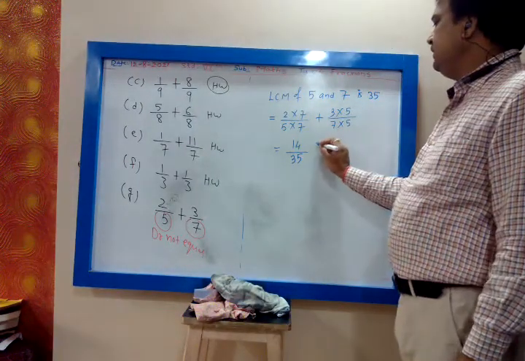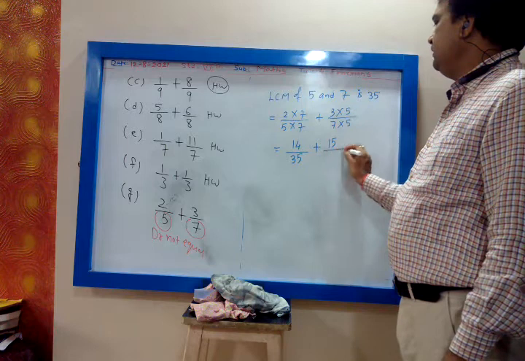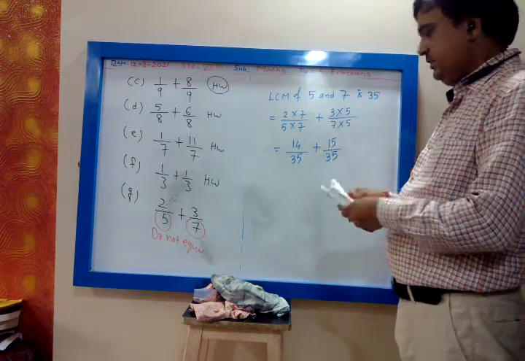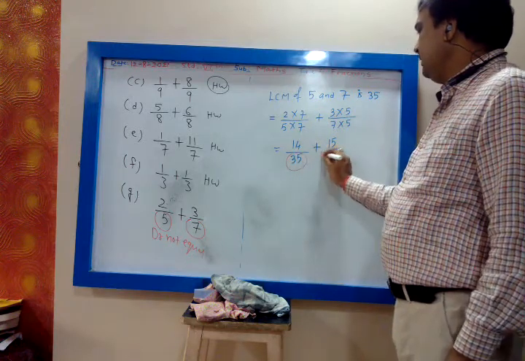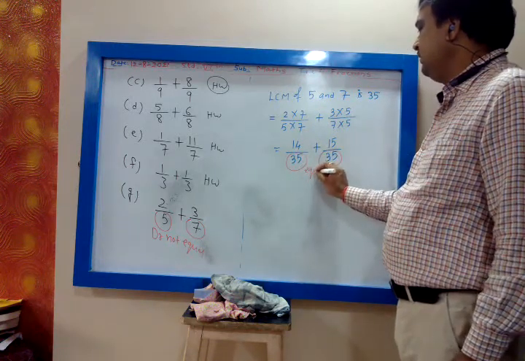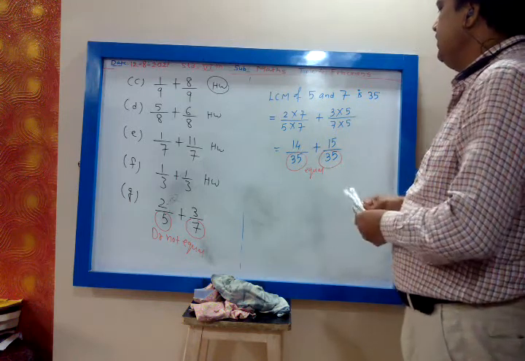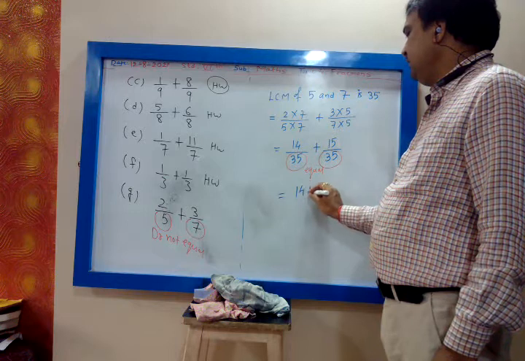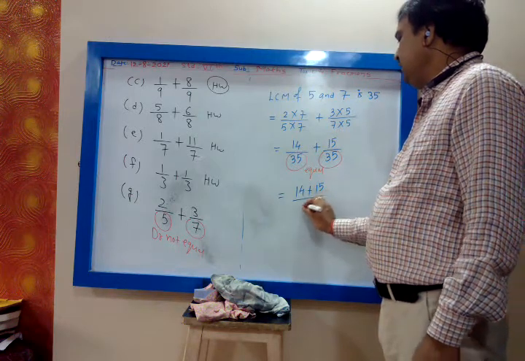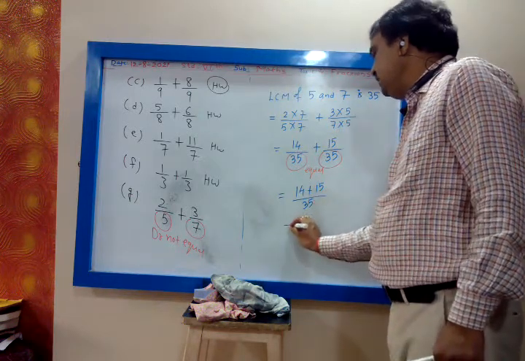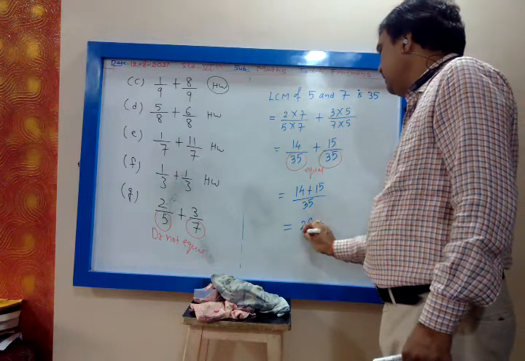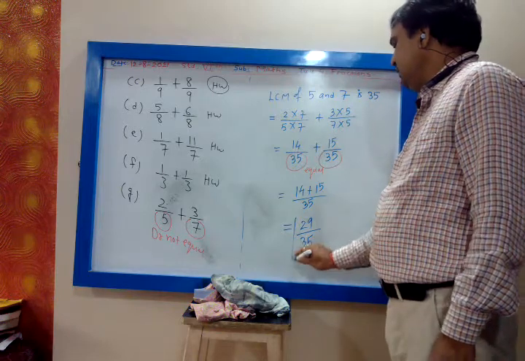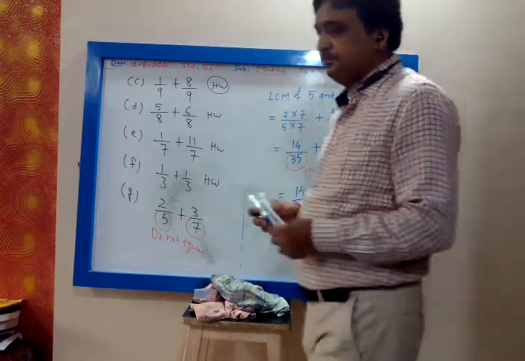Plus 5 threes are 15 upon 35. Now denominators are equal, 35. Whenever denominators are equal, you can simplify the numerator. So that is 14 plus 15 upon 35. 14 plus 15 is 29. 29 upon 35. This is the answer. Answer is 29 upon 35.